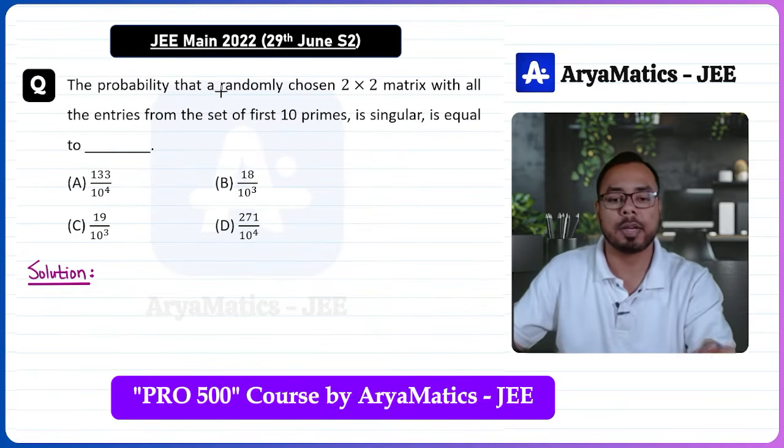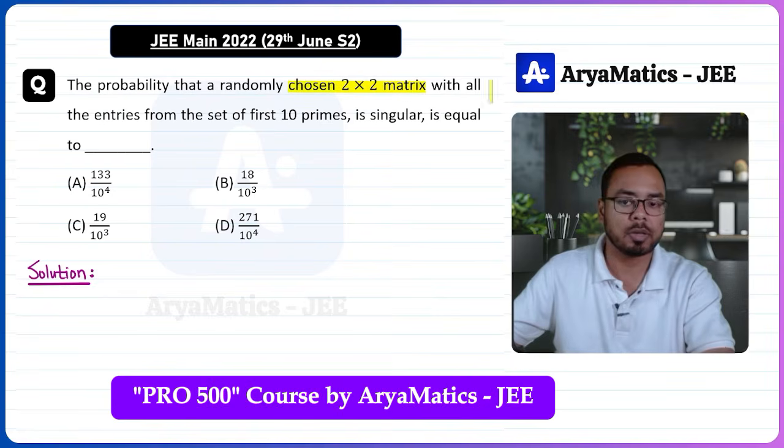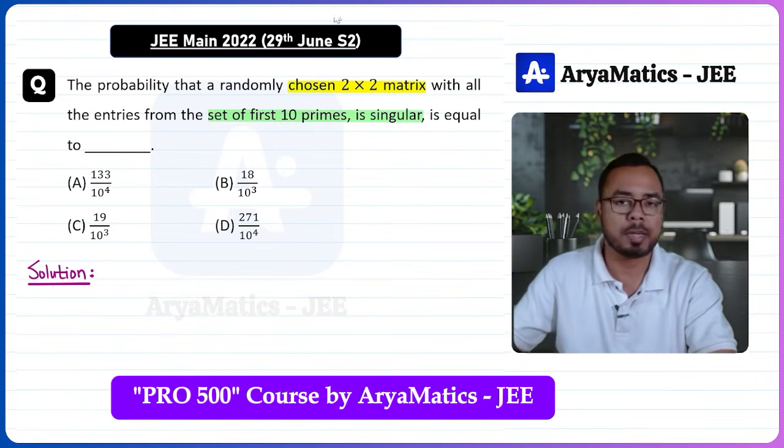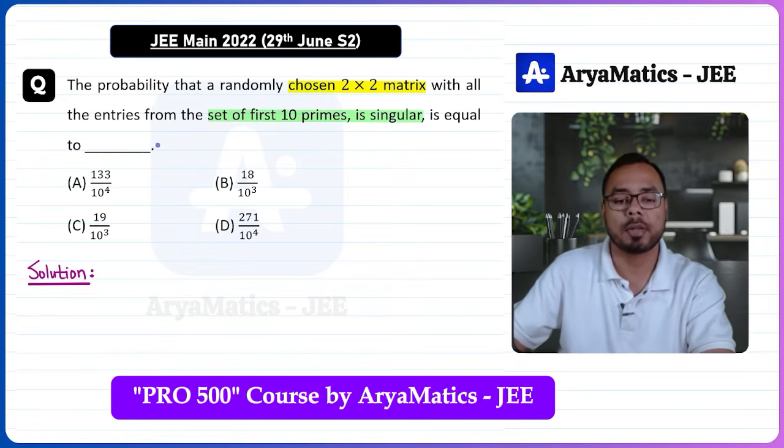Find the probability that a randomly selected 2 cross 2 matrix with all its entries from the set of the first 10 prime numbers is a singular matrix, right? A singular matrix means the determinant of that matrix is 0.